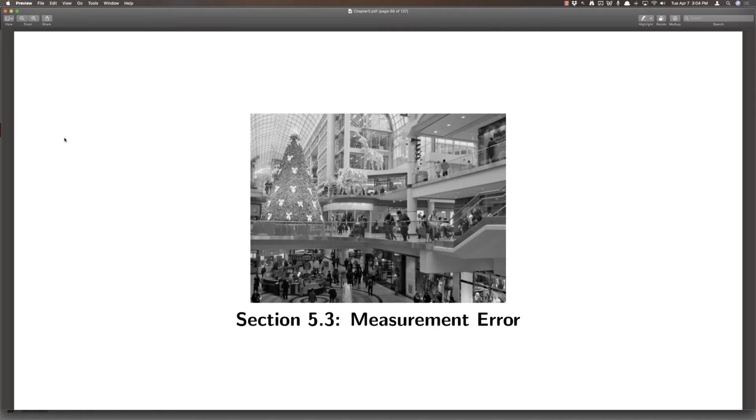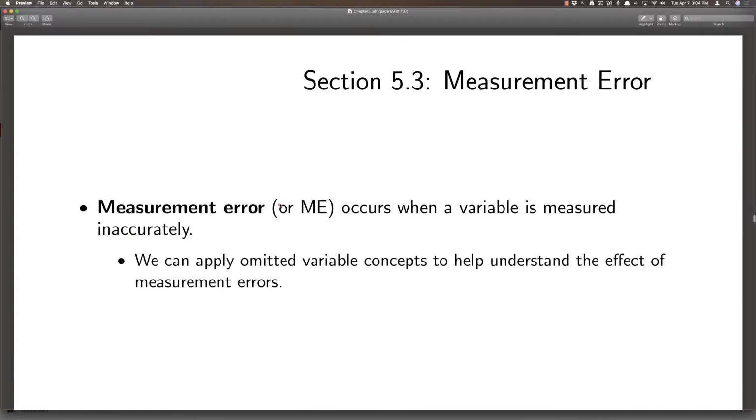Okay, everyone, welcome to the third section of Chapter 5. In this section, we're going to discuss the issue of measurement error. So this is when either the independent variable or the dependent variable is measured with some sort of error. So measurement error occurs when a variable is measured inaccurately.